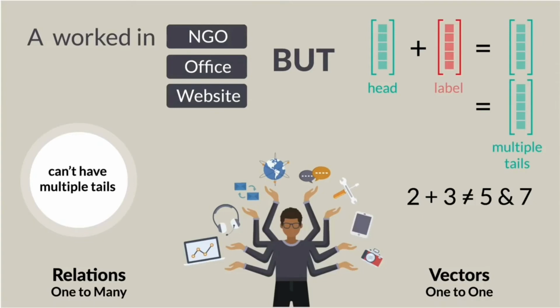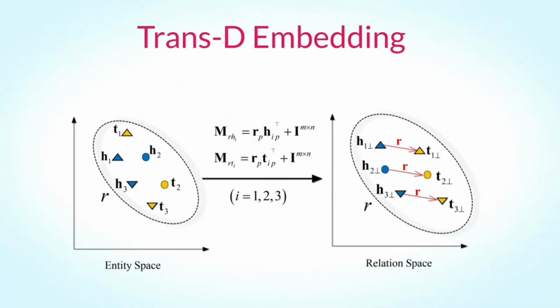But here's a catch. For relationships like worked in, there can be multiple outgoing connections. It can be home, company, small group, anything. It is impossible to add a vector to an entity and get multiple results. This problem is resolved by TransH embedding given by Wang et al. The idea is simple. Let the relationship lie on a different plane that is projected such that this one-to-many problem is taken care of. A plane of relationships is where many entities lie close by, even though their meanings are different.